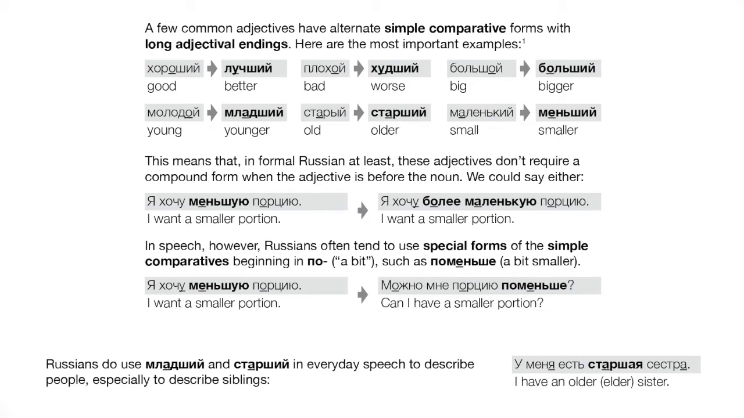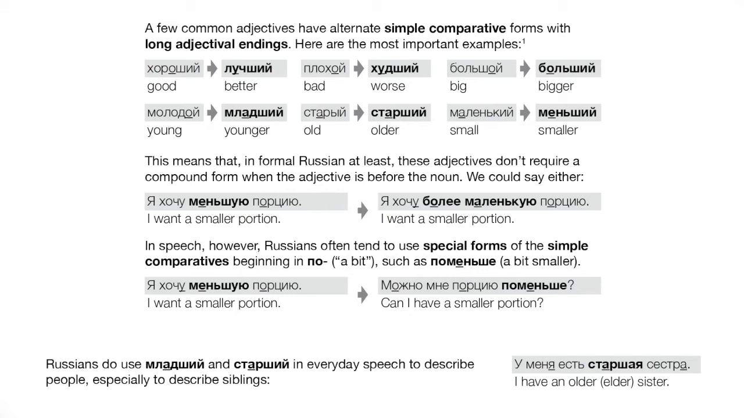There are a few adjectives in modern Russian that do have truly adjectival comparative forms. So look at хороший, for example. Well, we learned yesterday that the basic default comparative is лучше. And we've talked about how that's actually an adverb, right? It doesn't have endings that change to agree with the noun. But for this particular adjective, there is an adjectival form, лучший.